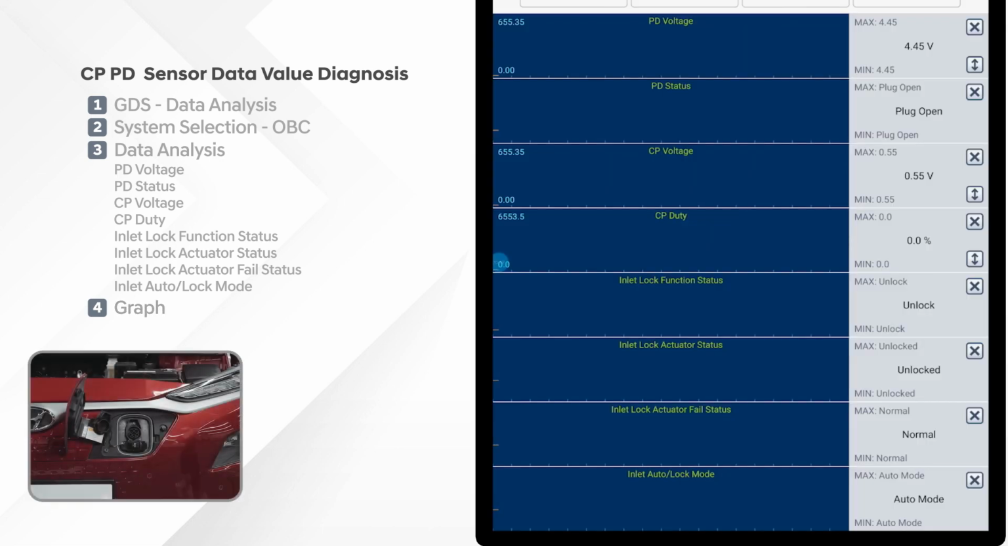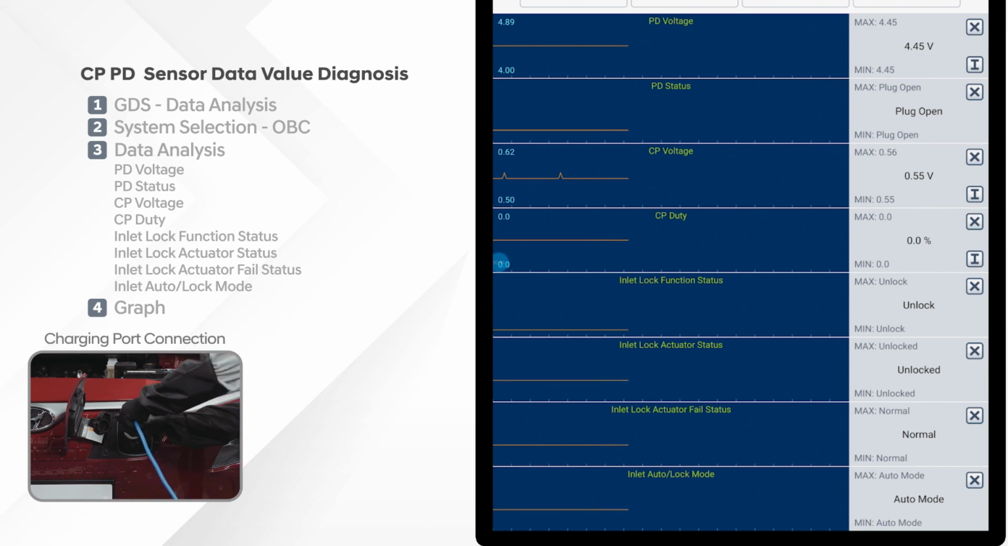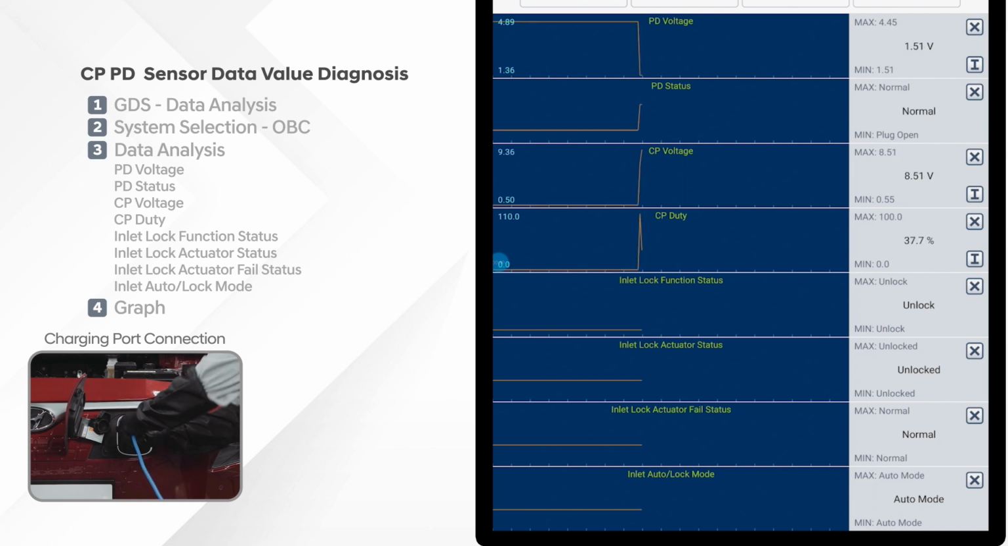The charger is not connected yet, so the PD voltage is 4.45 volts, CP voltage is 0.55 volts, and CP duty is 0%. Inlet Lock Function Status shows Unlock. Inlet Lock Actuator Status shows Normal. Now, let's connect the charger.